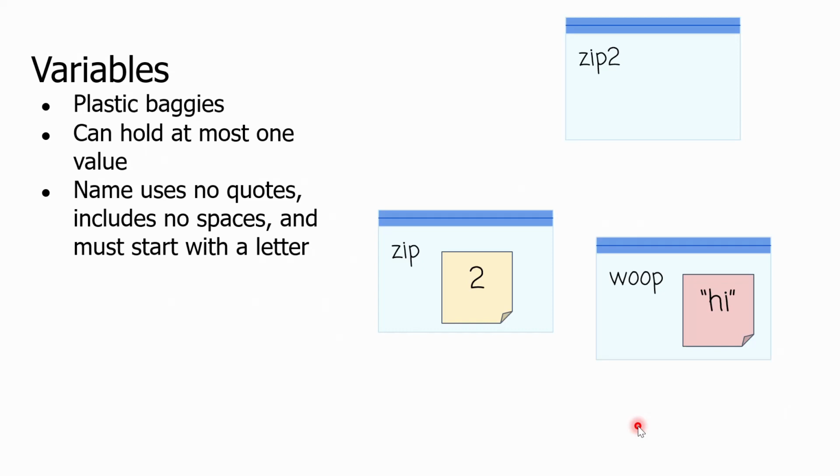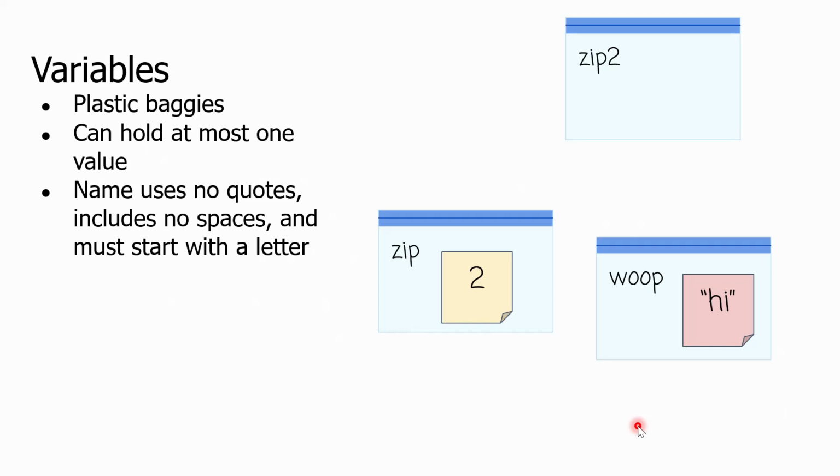Now, we're going to represent variables in our brain as plastic baggies. So the idea is that you can only hold one value, or in our case, one sticky note at a time. The name that you're making can only have no quotes. It cannot include spaces, and it must start with a letter.